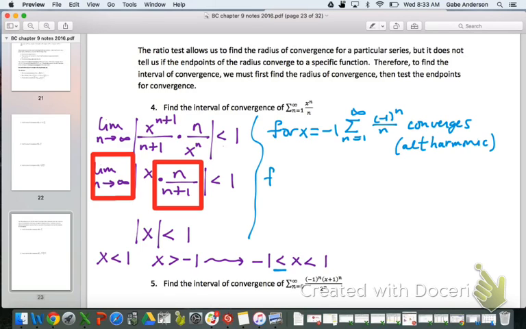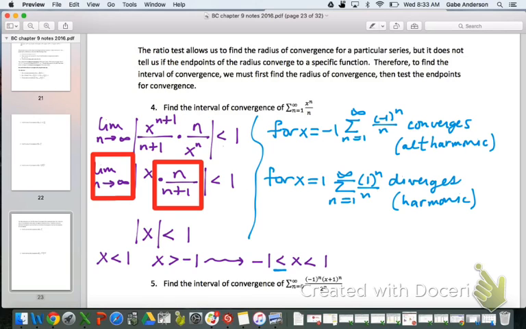I got to also think of my other endpoint. So for x equals 1, that's my other endpoint, I get sigma from 1 to infinity of positive 1 to the n over n. That series actually diverges. And the reason that I would list is that that is a harmonic series, and harmonic series always diverge. So I would not put the or equal to on that right endpoint. So this would be my final answer for my interval of convergence.